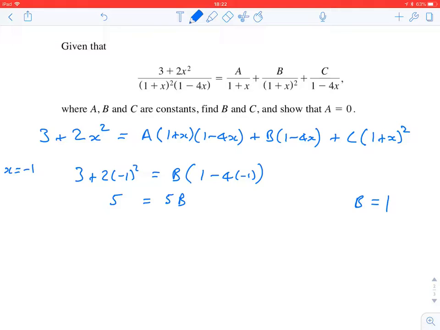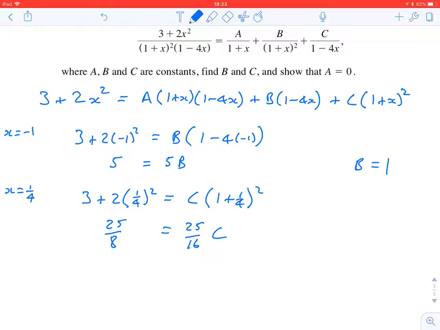Now I'm going to put in x = a quarter, which is the value that will make the other bracket 0. So if I put in x as a quarter, this bracket would be 0, this bracket will be 0, so there's only the third term involving c that's going to contribute on the right-hand side. So 3 + 2 times (1/4) squared on the left-hand side is equal to c multiplied by (1 + 1/4) all squared. Now on the left-hand side, a quarter squared is a 16th, 2 16ths is 1/8, 3 plus an 8th is 25 over 8. And on the right-hand side, 1 plus a quarter is 5 over 4, square it we get 25 over 16.